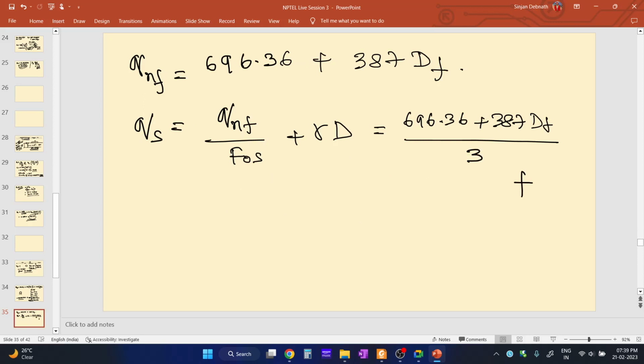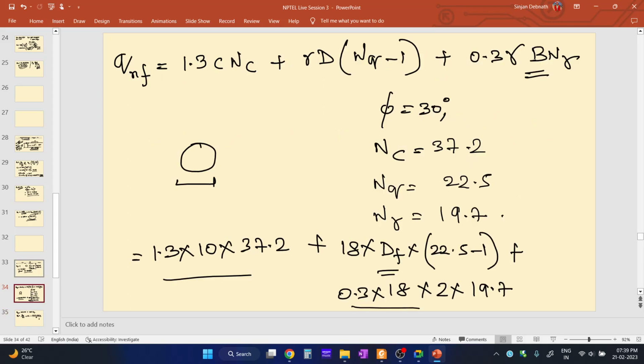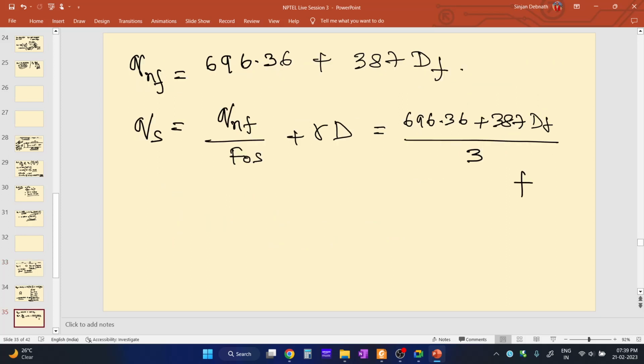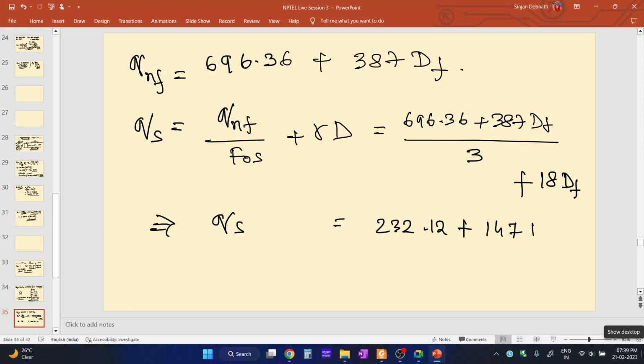What is gamma? That is the unit weight of soil. It is 18. So 18 into D, that is Df, the depth of the foundation. If you calculate this, you will get qs is equal to 232.12 plus 147 Df. Okay.